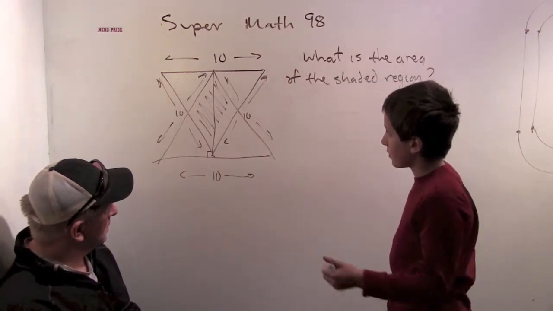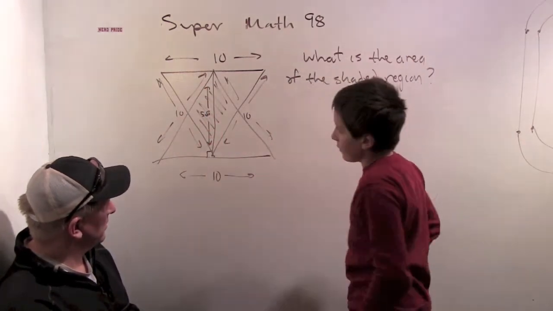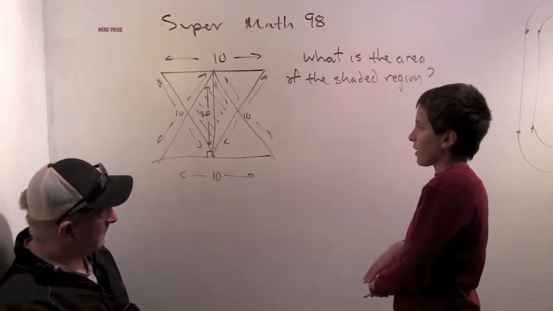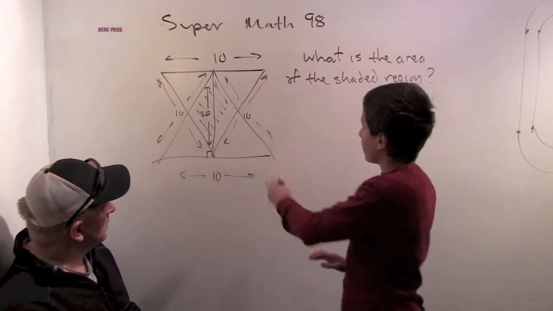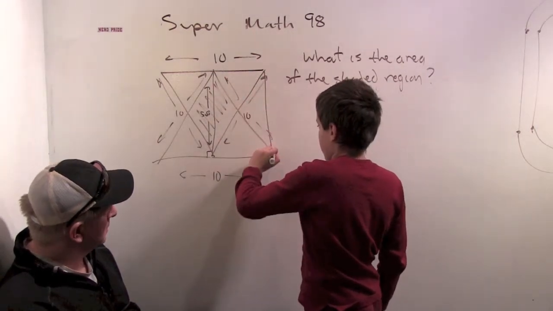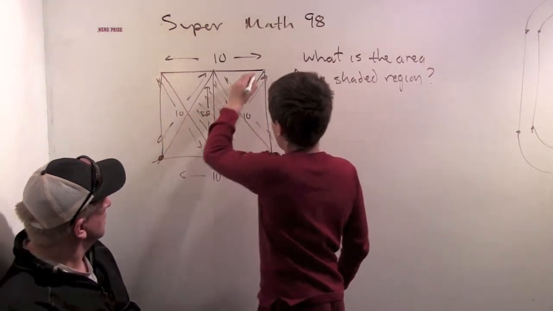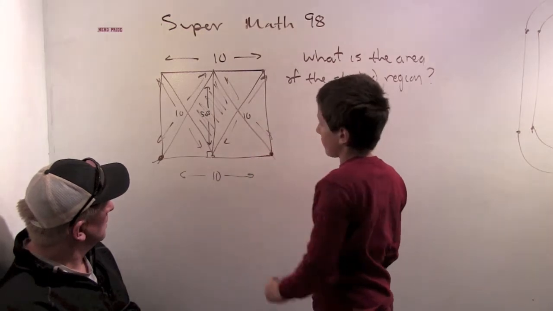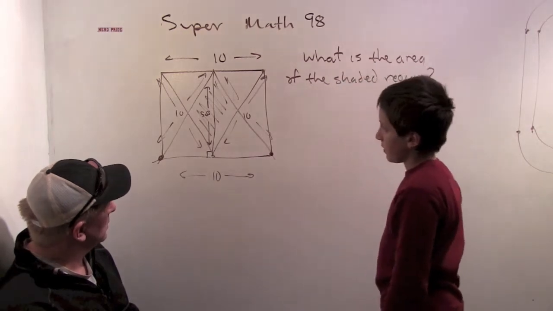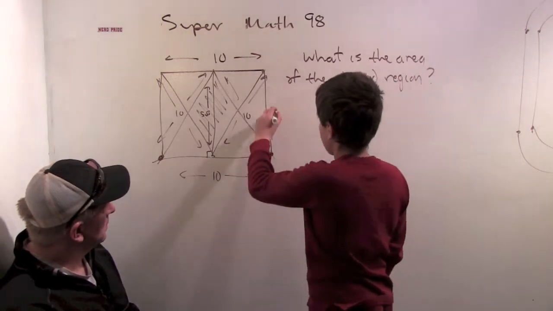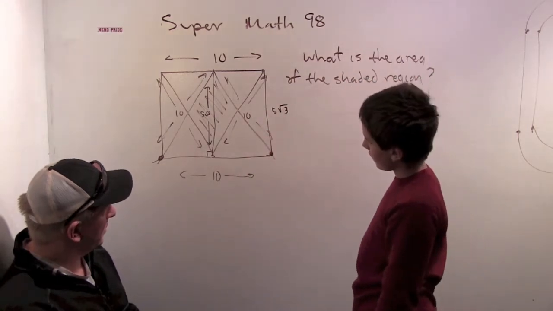Okay. Interesting. Though the other one might be a little harder to find. Well, now that I know that's 5 root 3, I have a little rectangle. Since I know these are parallel, I can drop these that are perpendicular. Okay. So this little rectangle is 10 by 5 root 3. Alright, that's interesting.